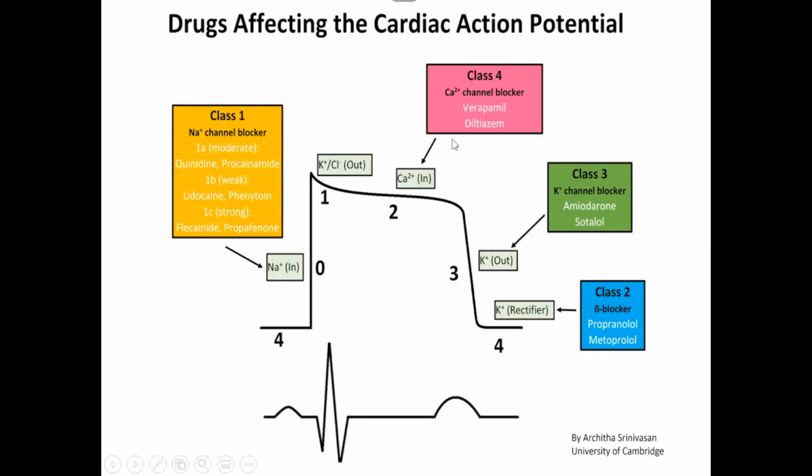Then we talk about class 2. Class 2 is beta blocker, which acts at phase 4. Class 3 is potassium channel blocker, which acts at phase 3, where mostly potassium efflux happens. Class 4 is calcium channel blocker, which works at phase 2, where calcium influx happens. So try to correlate, read your cardiac action potential in physiology and correlate which class of antiarrhythmic works at which phases.